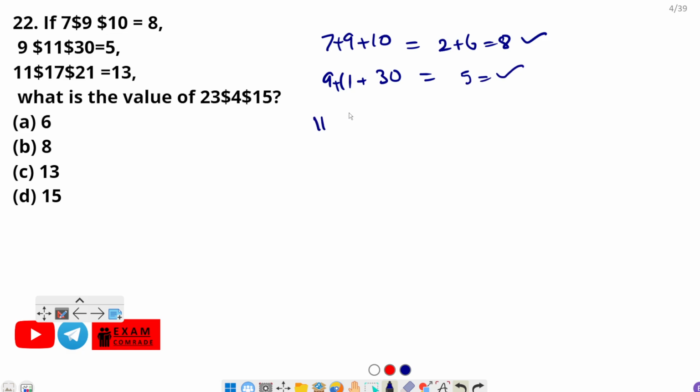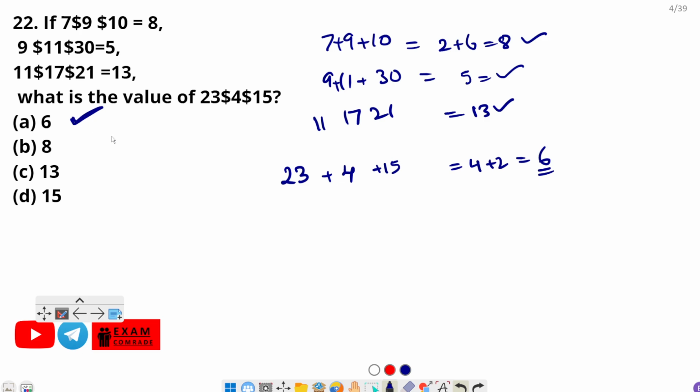Okay, 11, 17, 21, 28, 49. 4 plus 9 is 13. Okay, so what is the value of 23 plus 4 plus 15? That is 27. 27 plus 15 is 42. That is 4 plus 2, 6. That is option number A. This is also one of the easy questions.